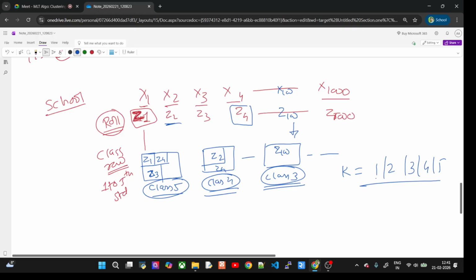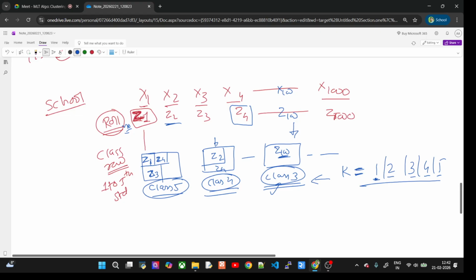So this is the cluster: k1, k2, k3, k4 and k5, this k value. These are your classrooms, and each class has student ids z1, z2, z3. These are the roll numbers or student ids. Roll number 100 belongs to class number 3, that is cluster number 3. Roll number z2 belongs to class number 4.